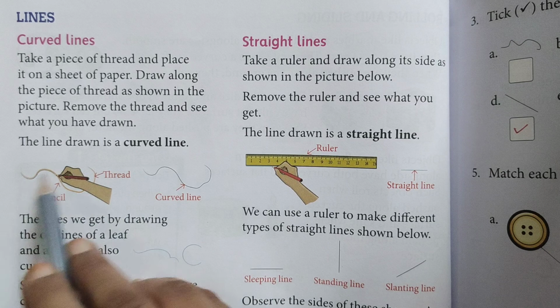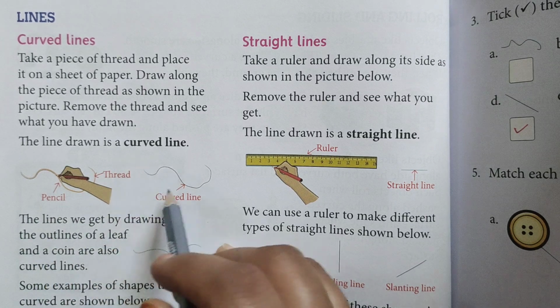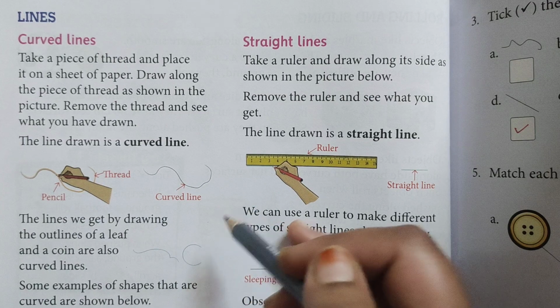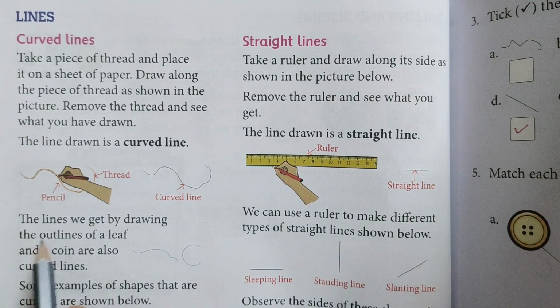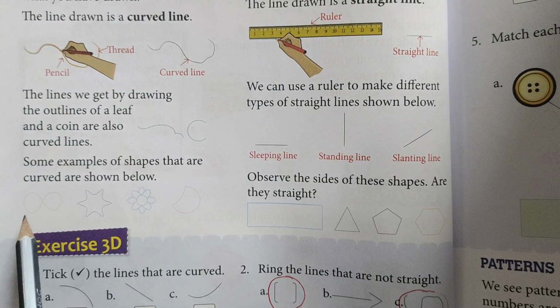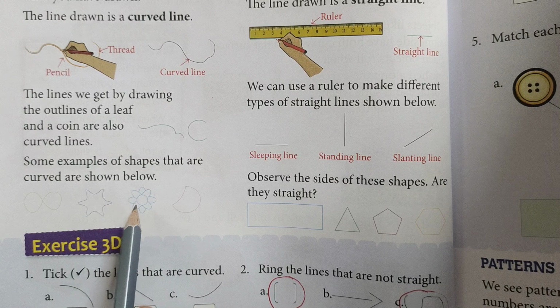It's a curved line. Which line is not straight? It's called a curved line. The line we get by drawing the outline of a leaf and a coin are also curved lines. Some examples of shapes that are curved are shown below. You can see these pictures. These lines are called curved lines.